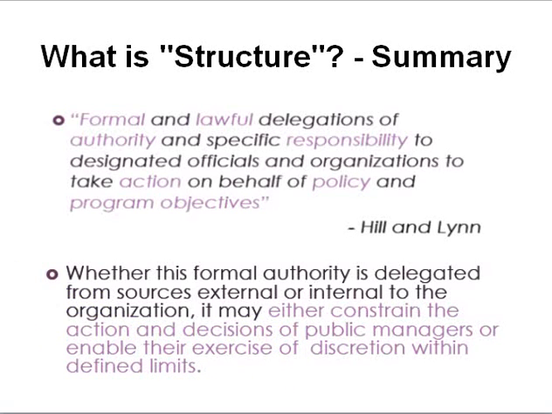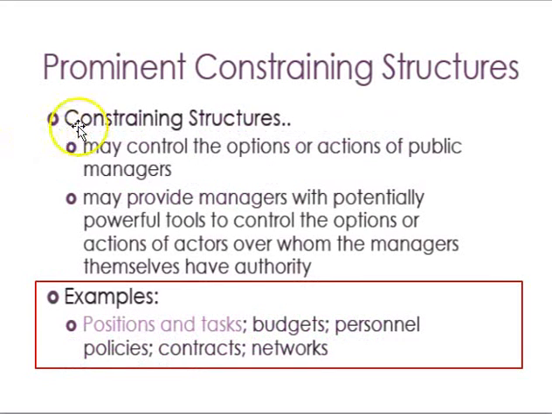We already looked at the 2 by 2 table, which shows what the structure looks like. When we think about the detail, in the context of the constraining dimension, constraining structures may control the options or actions of public managers. They may provide managers with potentially powerful tools to control the options, because they need to constrain something, right? Internally, these are the structures, or actions, or actors over whom the managers themselves have authority.